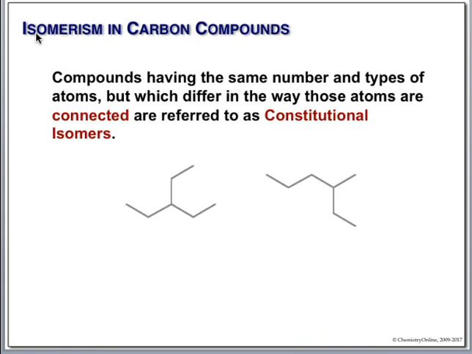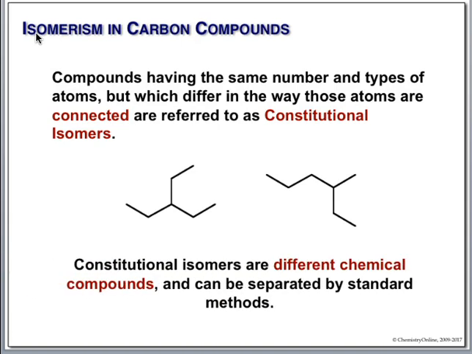But a constitutional isomer is different. If you look at these 2 molecules, what's our molecular formula? Here we have 1, 2, 3, 4, 5, 6, 7 carbons. It's an alkane, so 7 times 2 is 14 plus 2 is 16. This must be C7H16. Look at this guy. 1, 2, 3, 4, 5, 6, 7 carbons. So it must also have 16 hydrogens.